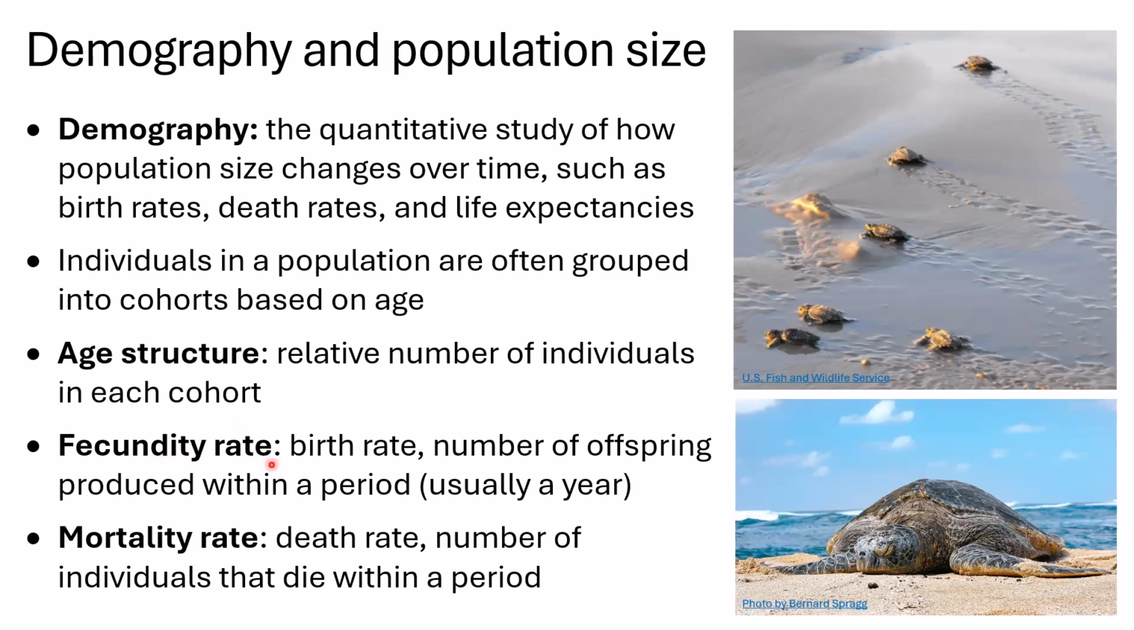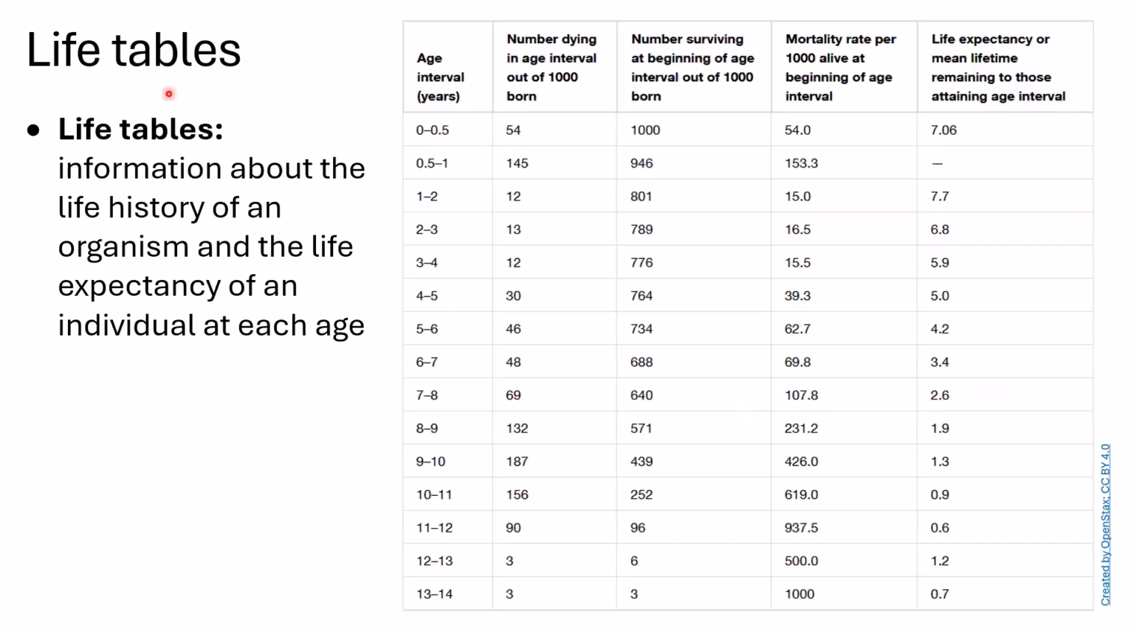The fecundity rate, or birth rate, is information on the number of offspring produced within some period, usually defined as a year. The mortality or death rate is the number of individuals within a population that die within that same period of time. The demographic information can be used to construct life tables, which provide information about the life history of an organism and the life expectancy of an individual at each age.